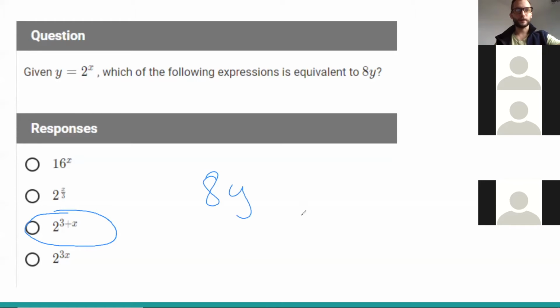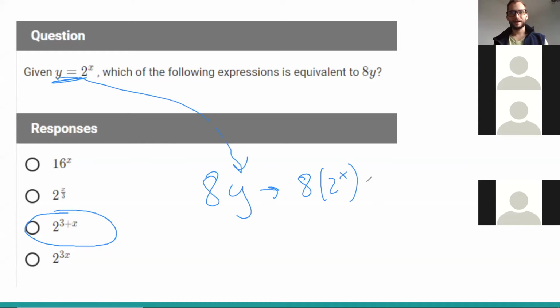So 8y. Well, we know y is 2 to the x. So we're going to replace the y with 2 to the x. That's what they said right here. Y is 2 to the x. So we're just going to replace it. Now, we can't do anything with 8. Most of us put this, right? 8 times 2, 16. You can't do that. You need to have the same base.